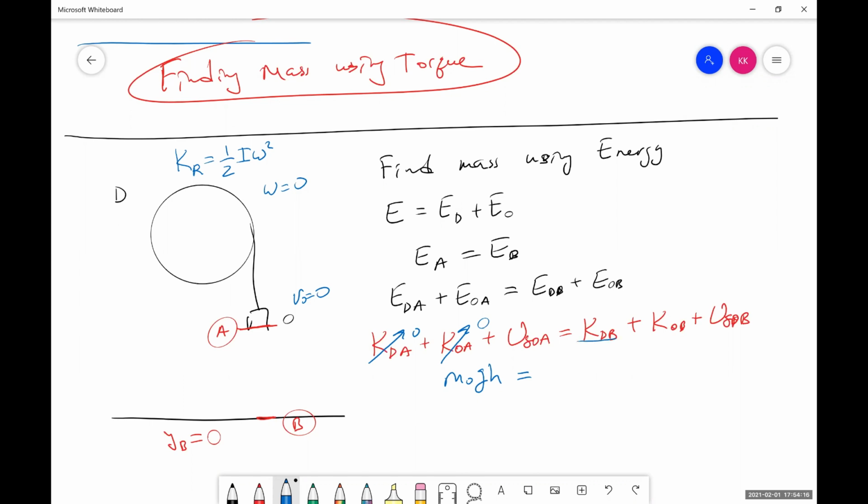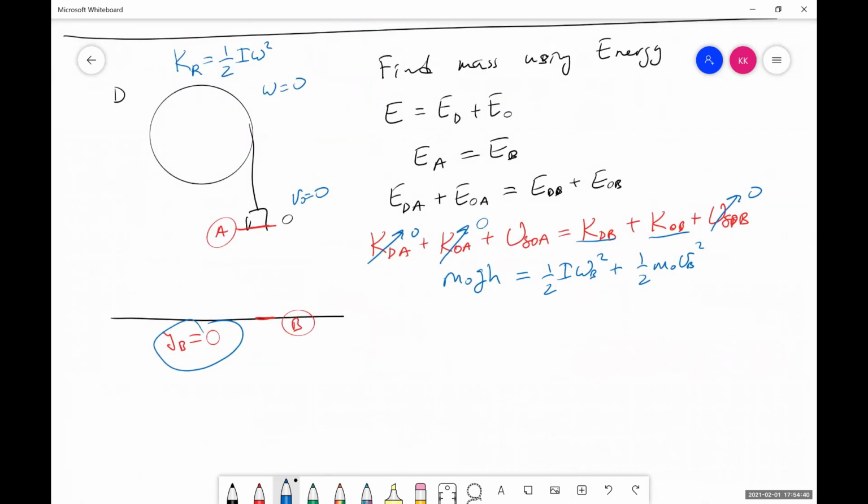So then there's a kinetic energy of the disk, 1/2 I omega square, plus a linear kinetic energy for the object, 1/2 m object v, let's say b square. But there is no gravitational potential energy because position B here is at my reference position. That means what I have here is this equation. Potential energy at point A is converted into two types of kinetic energy. One is rotational, the other one is linear.